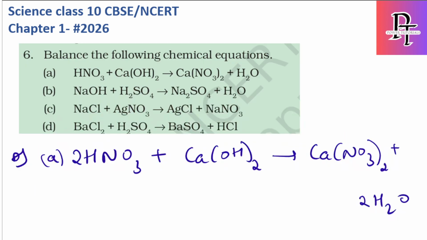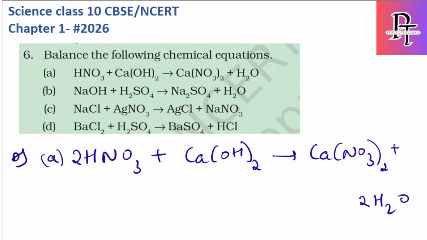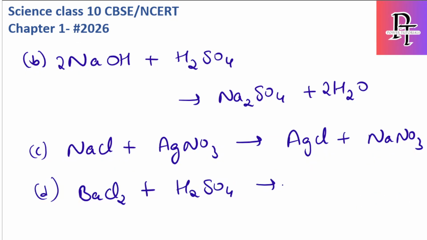Let's see the last one. BaCl2 plus H2SO4, it should be BaSO4 and HCl. Let's see. Yes, BaSO4 and HCl. Okay, so hydrogen 2, chlorine 2, so let's keep 2 here, and everything should be a balanced chemical equation.